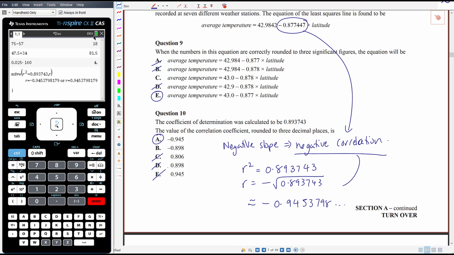So at least if you're guessing between 2 or 3 options instead of guessing between 5 options, you're increasing your chances. You don't need to solve the equation like I just did in the CAS. You can simply do the square root of 0.8, whatever it was, 0.893743. But you do just need to make sure that you understand that if it's negative correlation, it will be the negative of that.